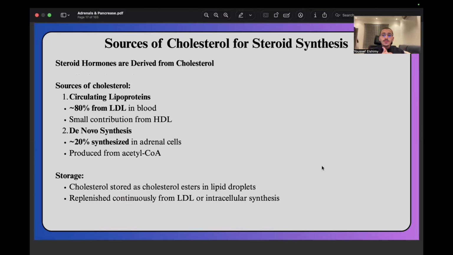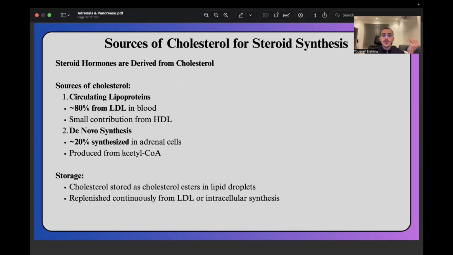So basically, we have two mechanisms. We have the circulating lipoproteins and we have the de novo synthesis. The circulating lipoproteins contribute to 80% of the cholesterol that the adrenal cortex uses to produce steroids. So this comes from the LDL circulating in the blood. There is a small contribution from the HDL, but mainly from the LDL that is circulating throughout the blood. It takes the cholesterol from it.